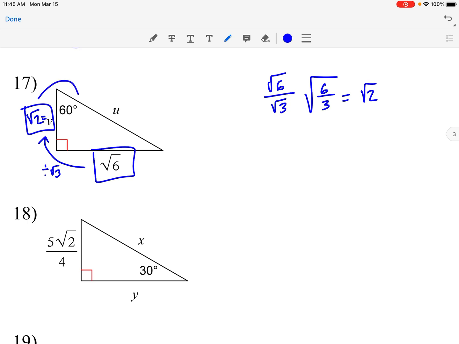And then short leg to the hypotenuse, I just have to times by 2. So then I just have 2 times the square root of 2. And there's nothing to simplify there. So then that would be my final answer. So please always make sure your answers are simplified.